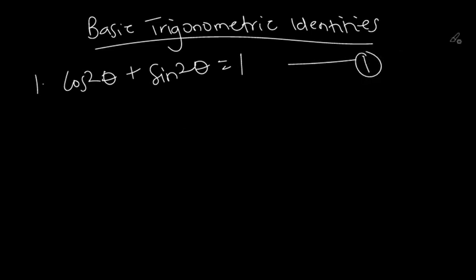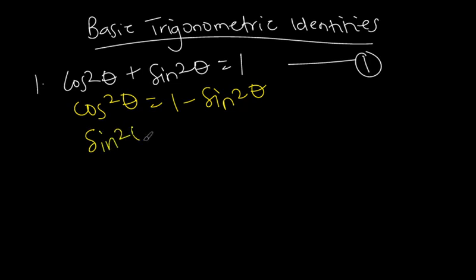So equation number 1. Now from this same equation number 1, you can make either cos squared theta the subject or sine squared theta the subject, and you can get another derivative from this identity. So we can get cos squared theta to be 1 minus sine squared theta. Or the reverse is also possible: we can have sine squared theta equal to 1 minus cos squared theta. So these three identities are very useful when we want to prove trigonometric identities.